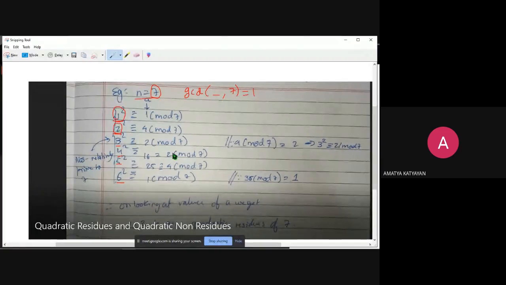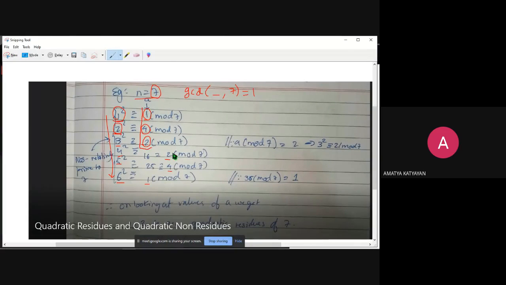I'll explain it again. We took the values from 1 to 6 on the left hand side, but to find which of these are quadratic residues, we check the right hand side. What are the unique values that you get? The unique values are 1, 4, and 2. The rest are repeating 2, 4, and 1. So the unique values you are getting are 1, 2, and 4.